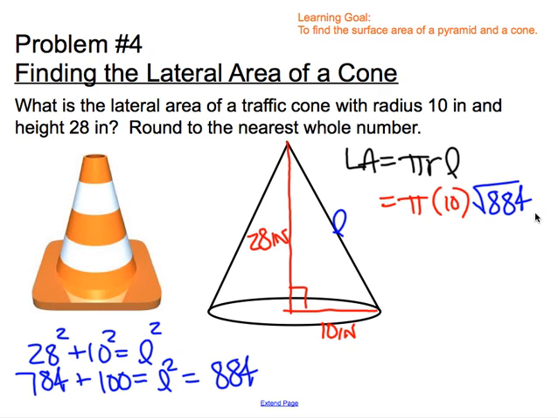Now normally I would simplify the square root of 884, but since I'm going to round my final answer anyways, I might as well just keep it. So I'm going to multiply the square root of 884 times 10, and then I'm going to multiply that result by pi. And I find here that rounded to the nearest whole number, the lateral area of this cone would be 934 square inches.